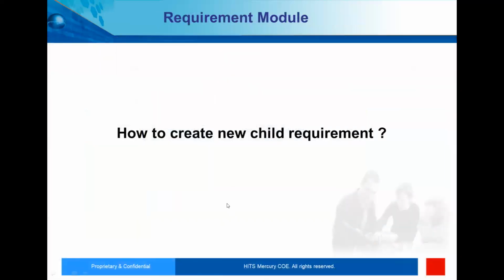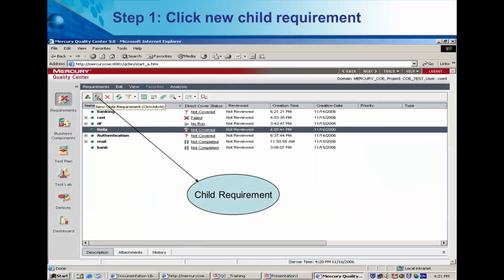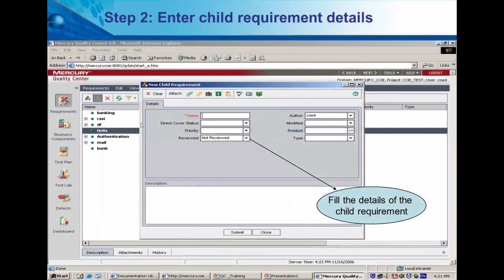Next, how to create a child requirement. So what we'll do, click on this child requirement. This is the child requirement just next to the main requirement. So now click on child requirement. I'll give the name, just suppose username. For the description, username should accept valid 6 characters, and click on the submit button. The child requirement will be created.